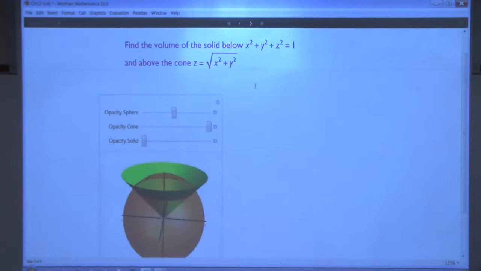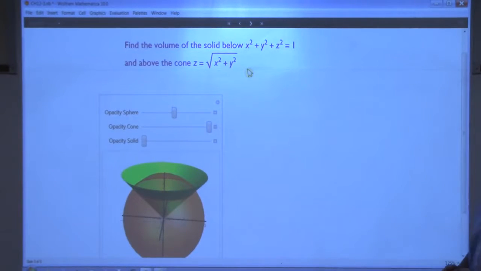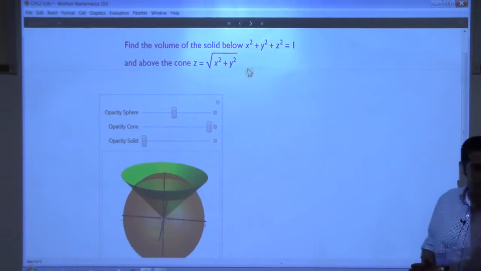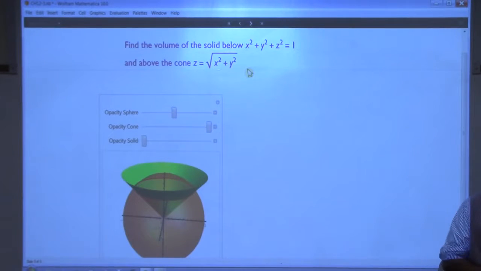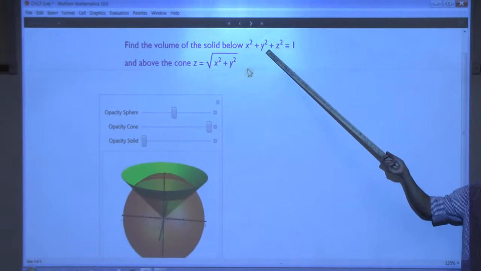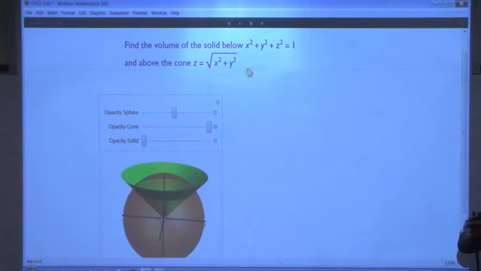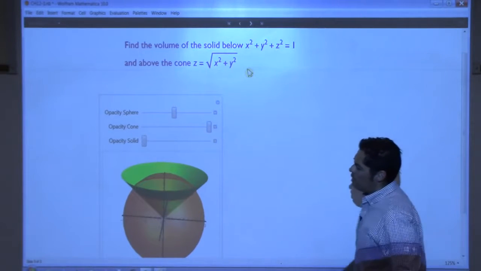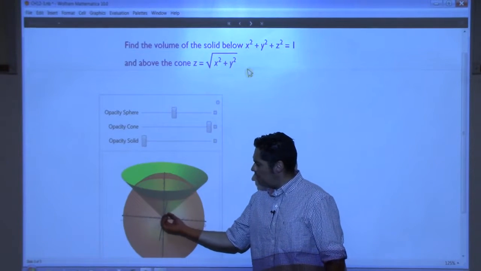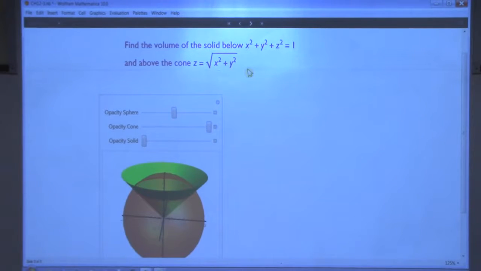So here's a good example. Find the volume of the solid below x squared plus y squared plus z squared equals 1, and above the cone z equals root x squared plus y squared. Hopefully you recognize the first equation as the equation of a sphere of radius 1. You have this sphere of radius 1, there it is. You've got this cone, z equals root x squared plus y squared, which starts at the origin in three-dimensional space and creates this cone shape. We're trying to find the volume of the solid below the sphere, above the cone.